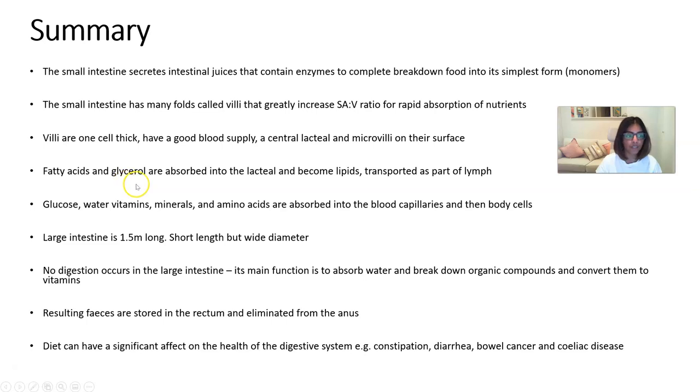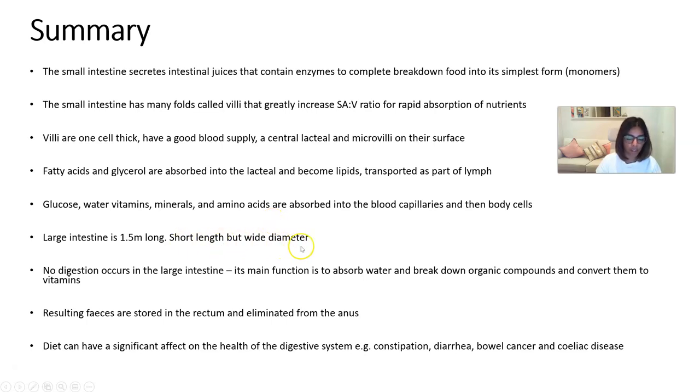Fatty acids and glycerol are absorbed directly into that central lacteal, where they will become lipids again and be transported around the body through the lymphatic system. Glucose, water, vitamins, minerals and amino acids are all absorbed into the capillary within the lacteal to then be transported to body cells. The large intestine is only 1.5 meters long.